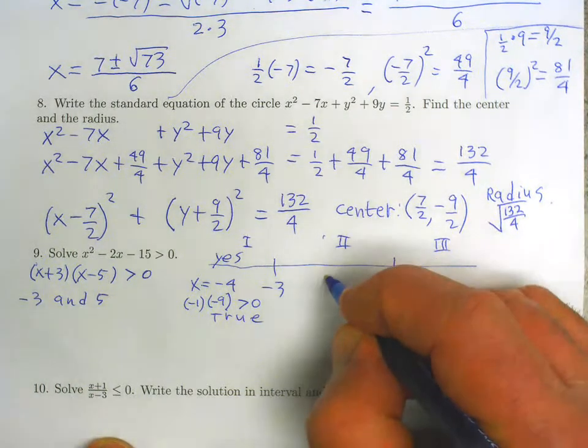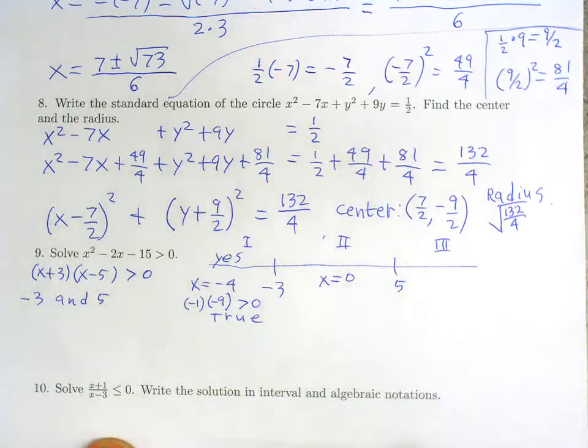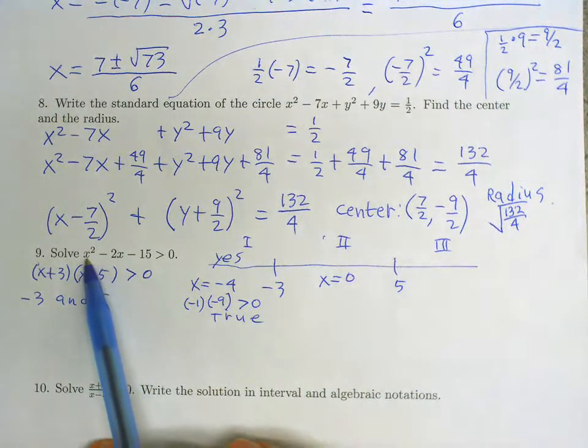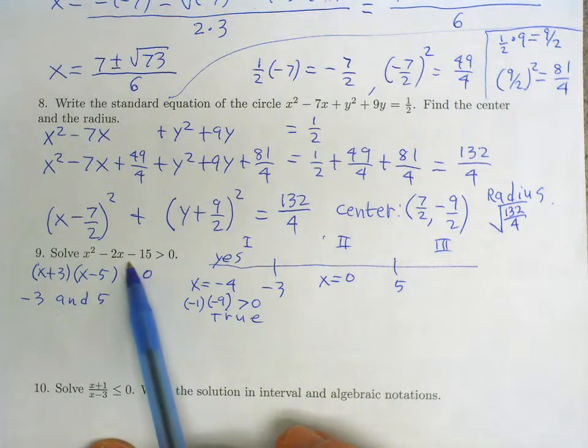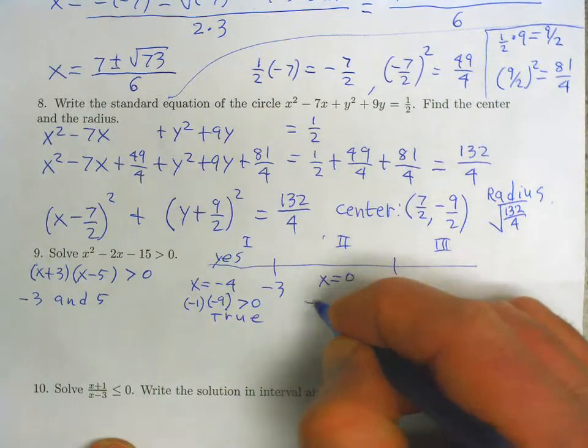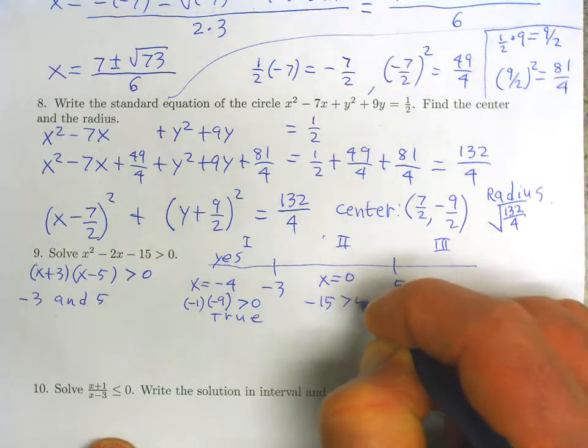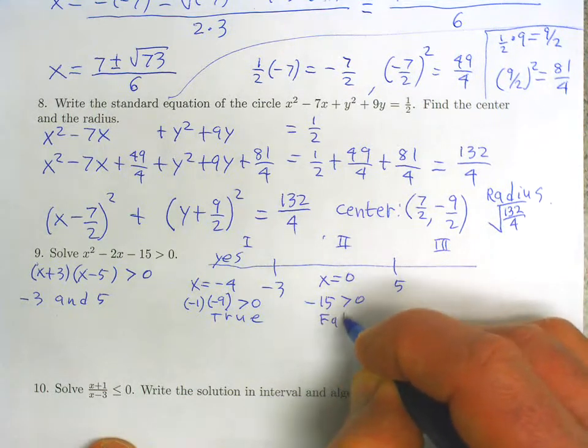In the middle interval, pick x to be 0. This time I'll use the original inequality because replacing x with 0 is simple, and we're left with negative 15 is greater than 0, but this one is false.